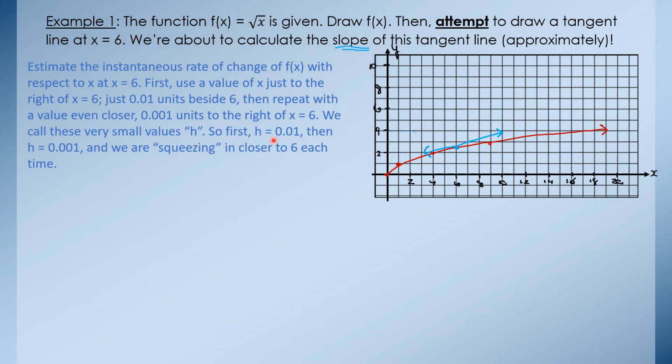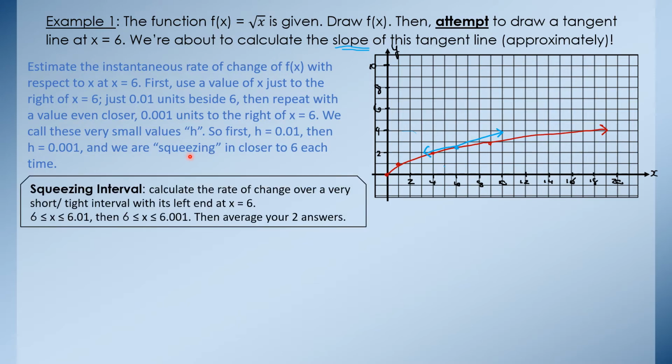So first we're going to use h equals 0.01, and we're going to find the slope between 6 and 6.01 on the red curve. This is called a squeezing method because you're getting in closer each time to the value that you're investigating.